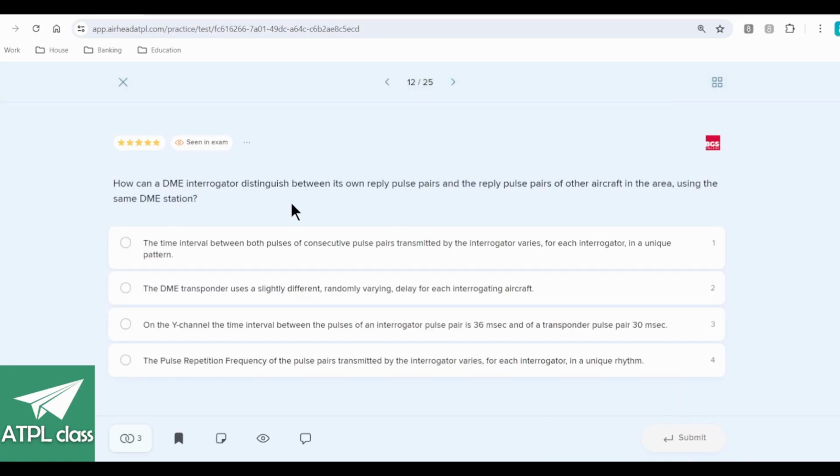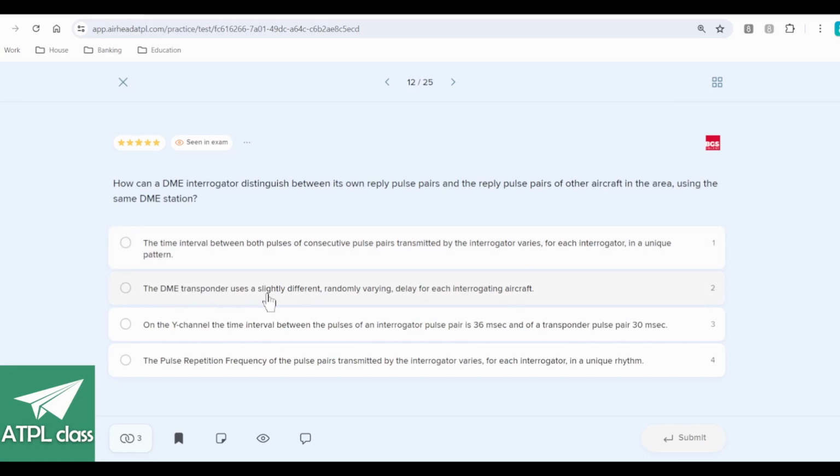How can a DME interrogator distinguish between its own reply pulse pairs and the reply pulse pairs of aircraft in the area using the DME station? So each aircraft has a unique pulse pair. So the time interval between both pulses of consecutive pairs transmitted by the interrogator varies for each interrogator. Wait, I need to read that again. The time interval between both pulses of consecutive pulse pairs transmitted by the interrogator varies for each interrogator in a unique pattern. That sounds like it's good.